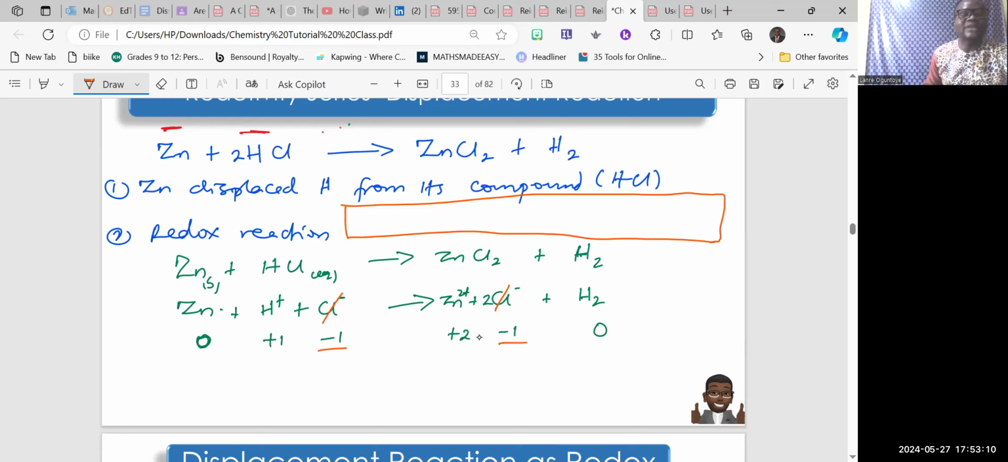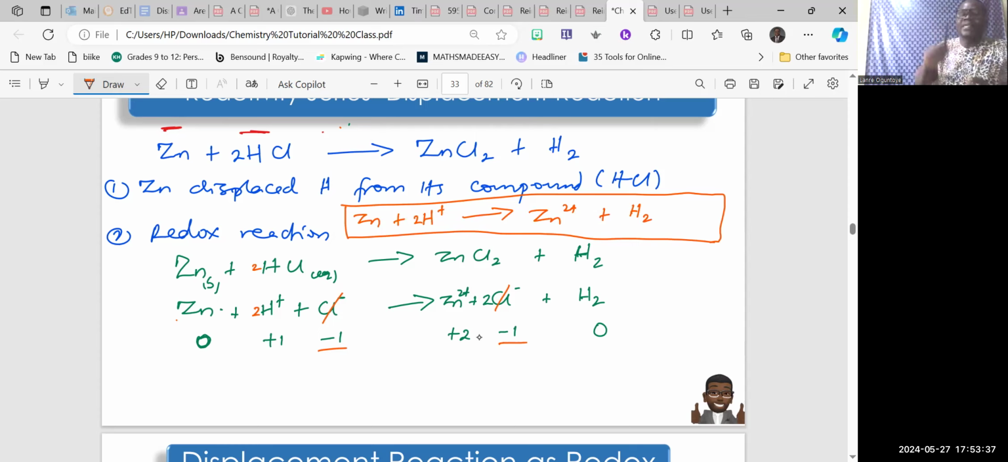So I'm left with what? Zn plus H plus. To balance my equation, H plus, that means it's 2 of these, to give me Zn2+ plus H2. This is my ionic equation. Can you see that? Okay. So if I have that now, I can know which one is oxidized and which one is reduced.